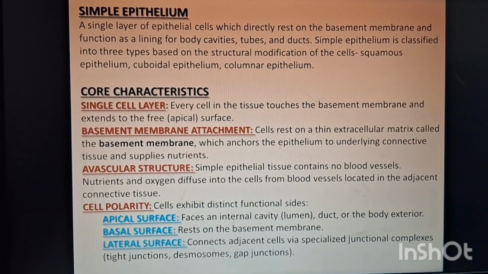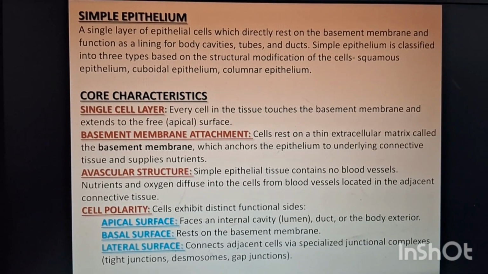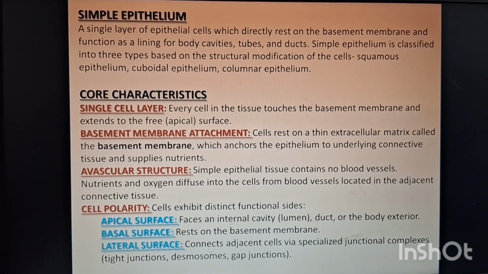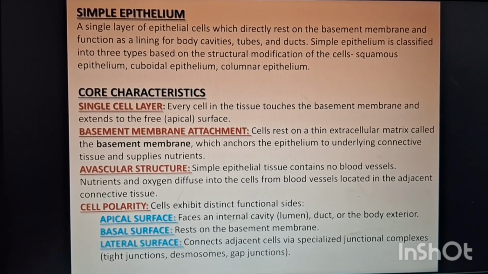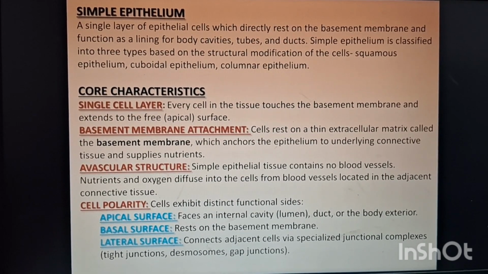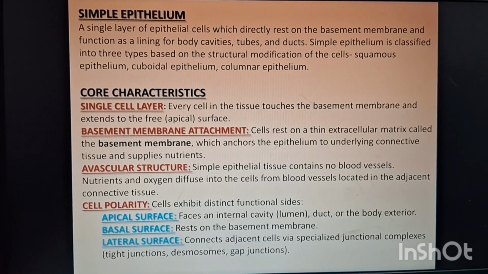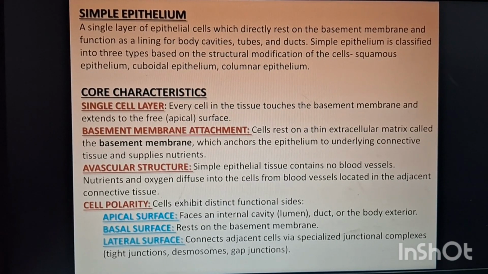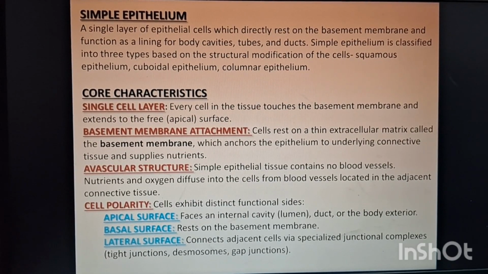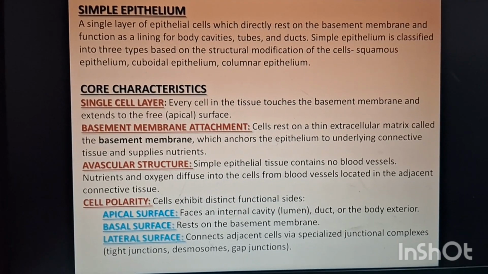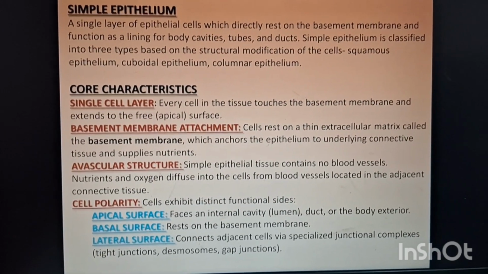What is the simple epithelium tissue? A single layer of epithelial cells which directly rest on the basement membrane and function as a lining for body cavities, tubes and ducts. Simple epithelium is classified into three types based on the structural modification of the cells: squamous epithelium, cuboidal epithelium and columnar epithelium.